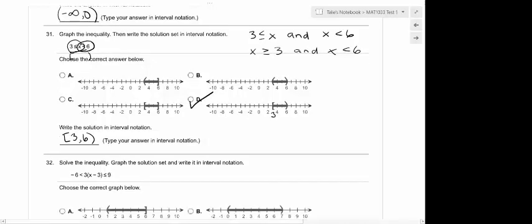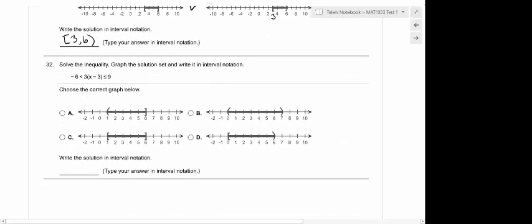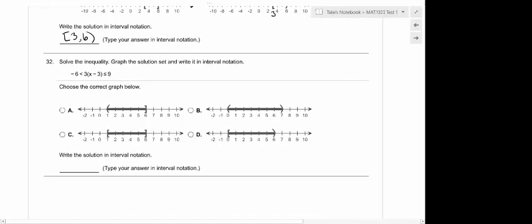So let's check out number 32. For this one, we're going to have to solve it first and then graph it and write it in interval notation. To solve these problems, your goal is to get the x in the middle by itself. So there's always going to be 3 parts. It's not like you're trying to make one of the parts disappear. That's not going to happen. You just want to get the x in the middle completely by itself.